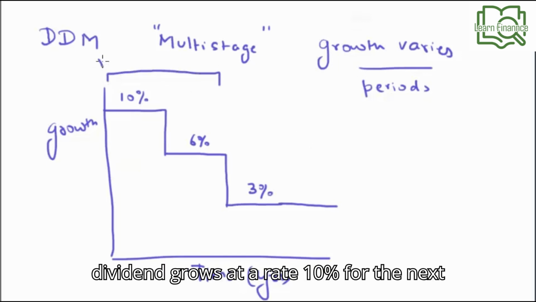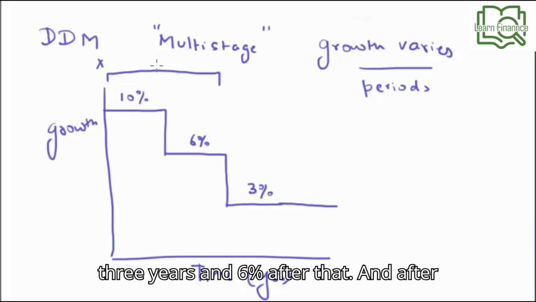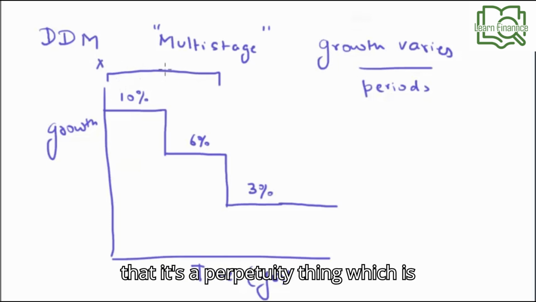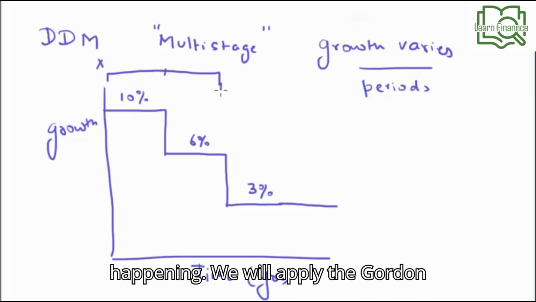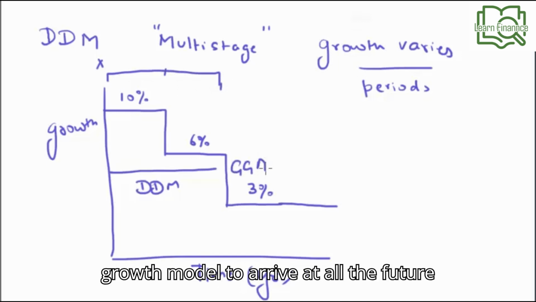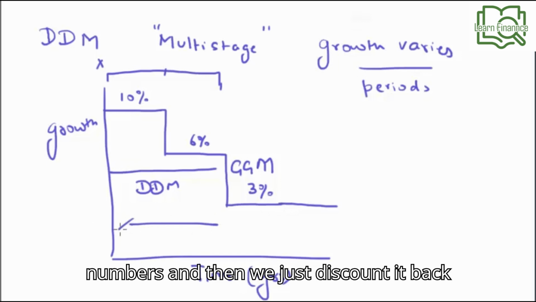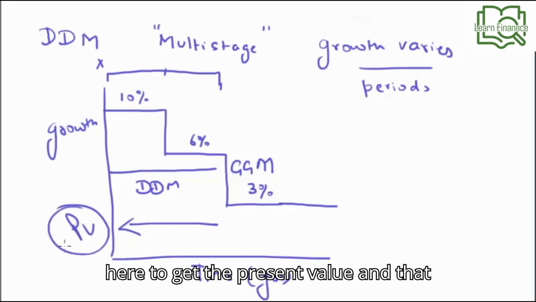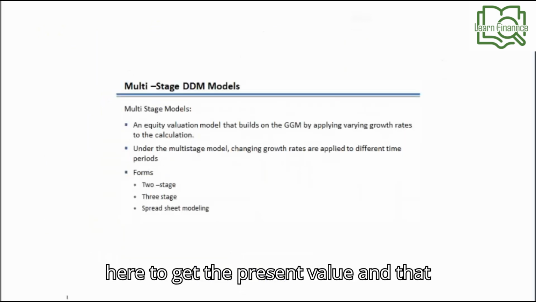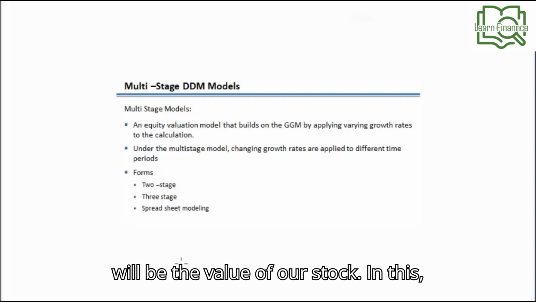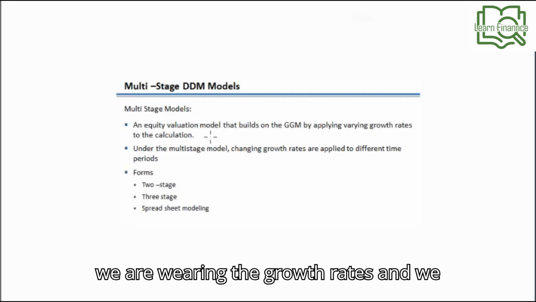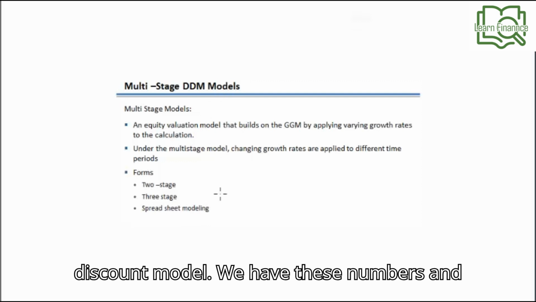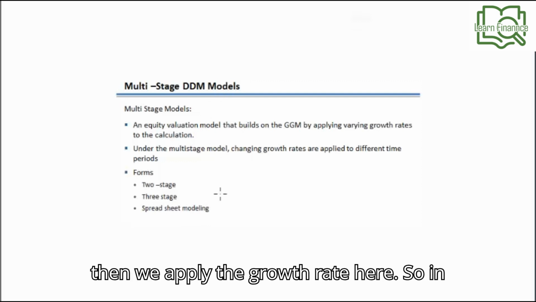In this, the dividend grows at a rate of 10% for the next 3 years and 6% after that, and after that it's a perpetuity. We will apply the Gordon growth model to arrive at all the future numbers, and then we just discount it back to get the present value, and that will be the value of our stock. In this, we are varying the growth rates, and we can apply the multi-stage dividend discount model. We have these numbers, and then we apply the growth rate here.